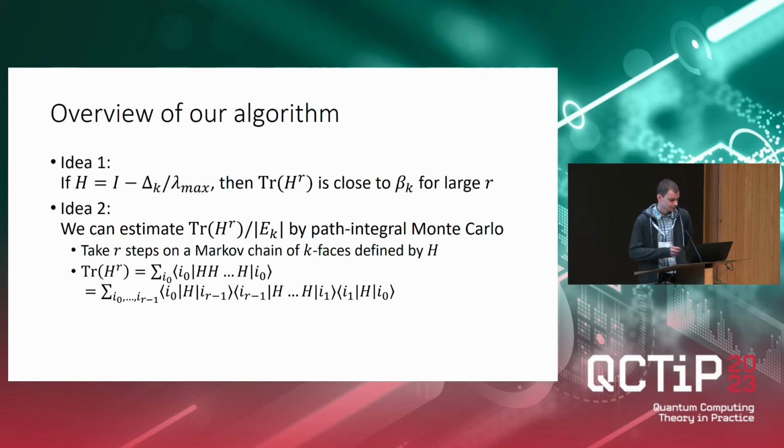It means that we will just take R steps on a Markov chain of k faces that is defined by H. Because if you write just the definition of this trace, you will see that here we have a product of R H's. And if we just put some identities between, then we see that what we get is we start from a k face I0, and then by H we go to another k face I1, then by H we go to another k face, etc. So we take R steps on a Markov chain of k faces defined by this matrix H.